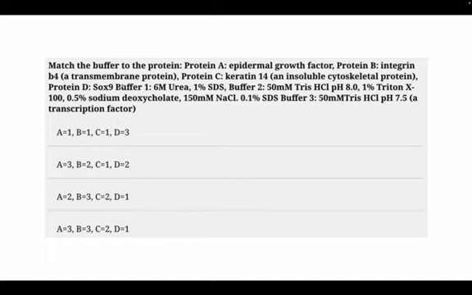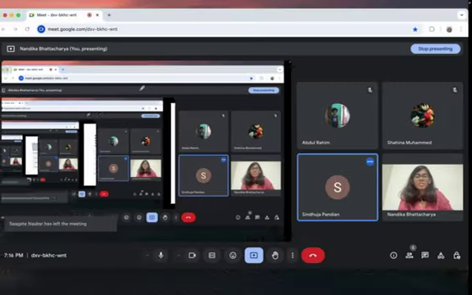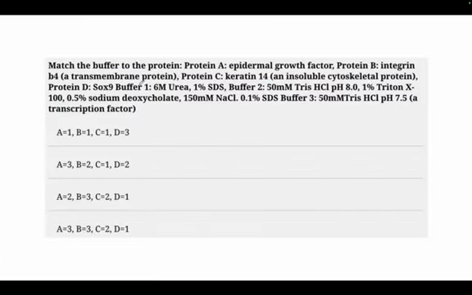Buffer 1 is 6 molar urea, 1% SDS. This is a denaturing buffer, and one that we will usually use for insoluble proteins. So this would probably be a good choice for protein C. If our protein is going to be stuck in an inclusion body or something, we will have to denature it and then resolubilize it or refold it. So we will usually use a buffer like this, 6 molar urea, 1% SDS.